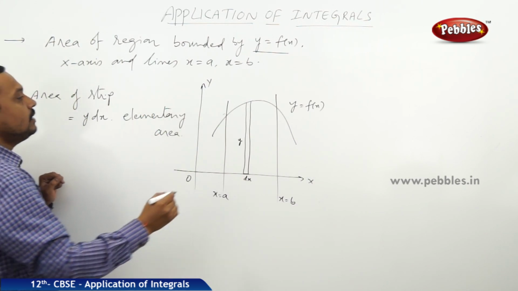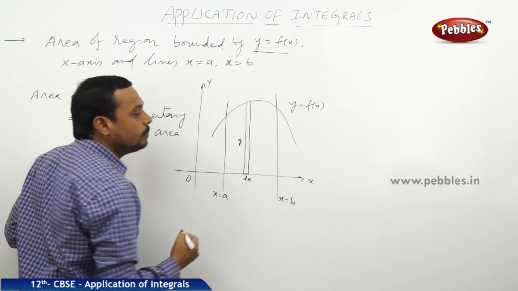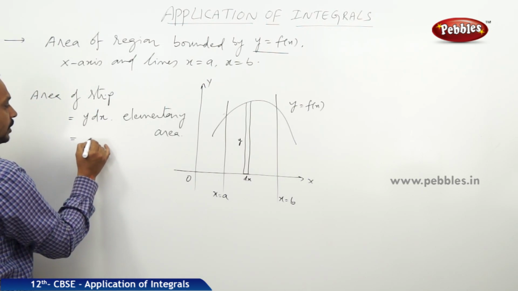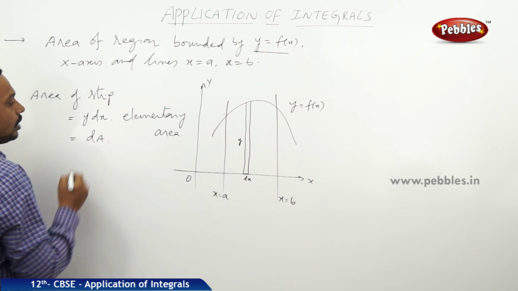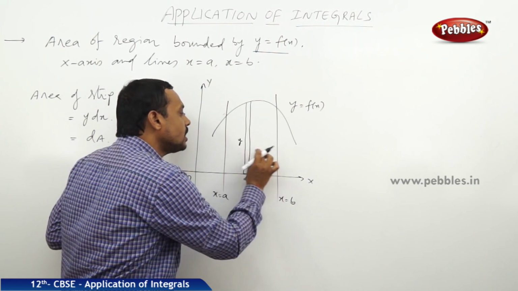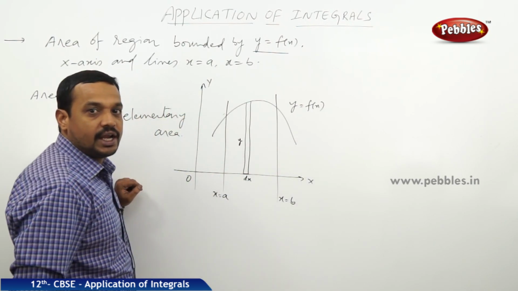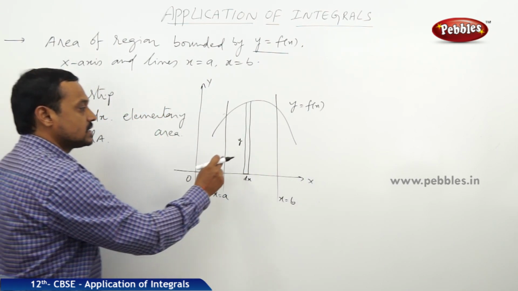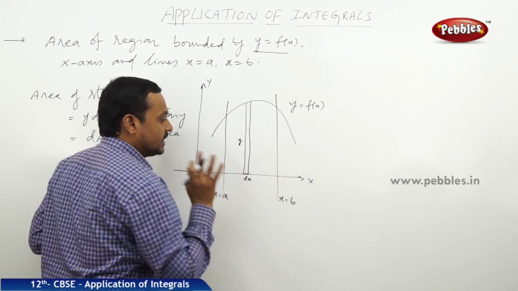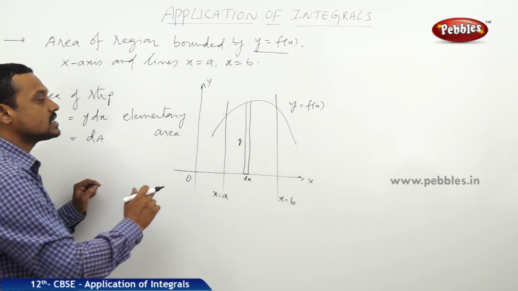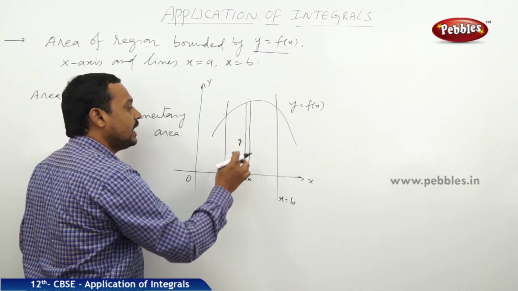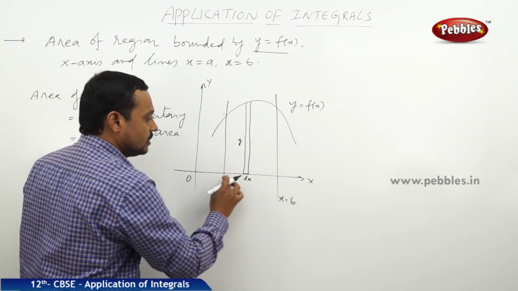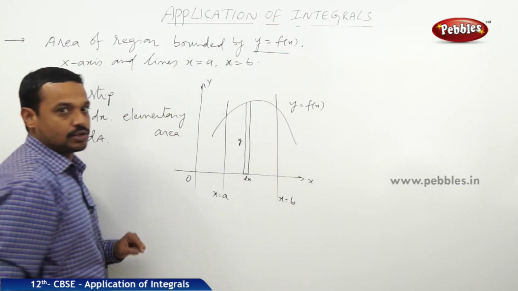Elementary area. And this strip is known as arbitrary strip, and this area of the strip is denoted by dA. Now if we consider a large number of strips in between x is equal to a and x is equal to b and find the elementary areas that are formed between these two lines and add them, the sum of those elementary areas gives rise to the area of the region bounded by the curve y is equal to f of x with x-axis and x is equal to a, x is equal to b.